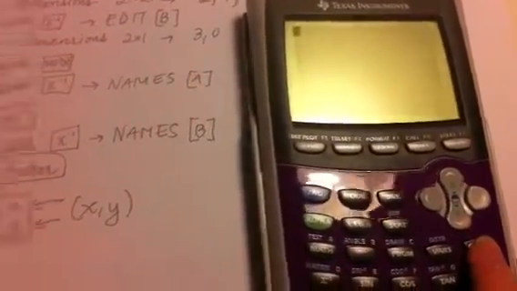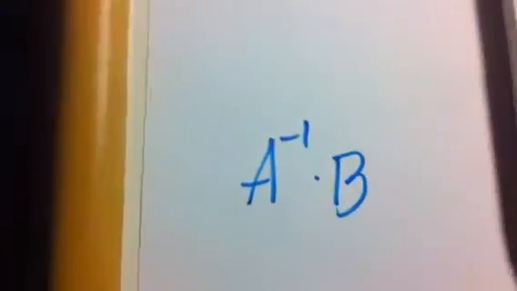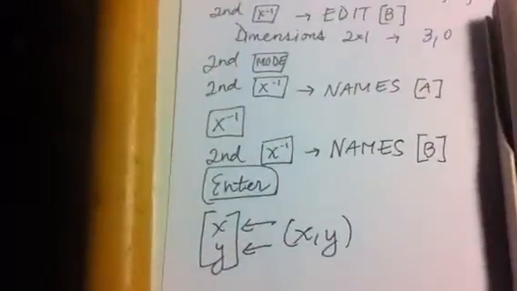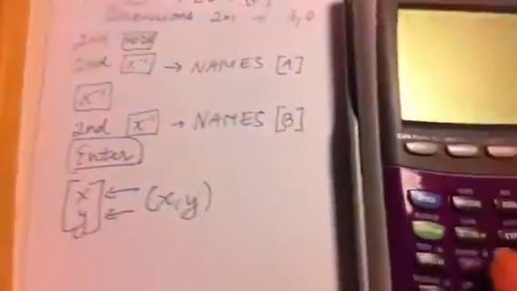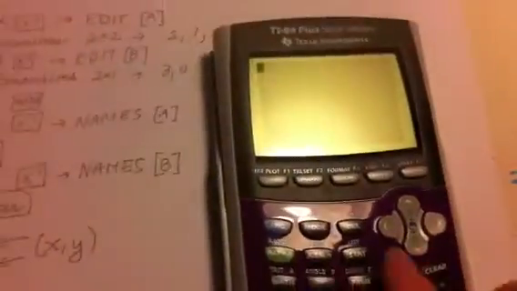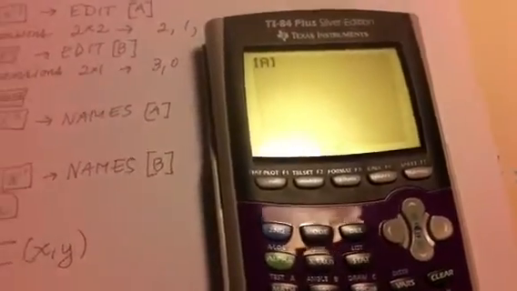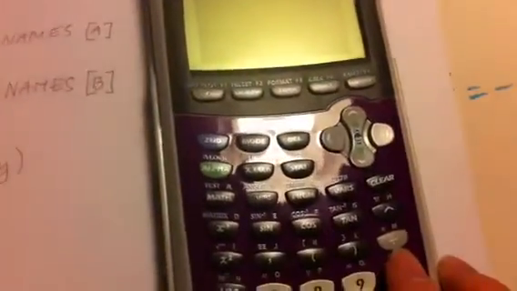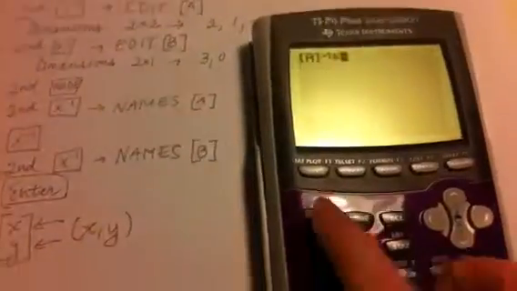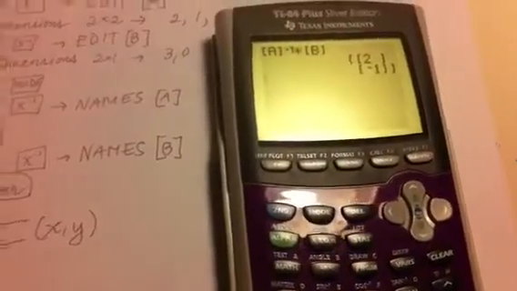Let me clear that. And then I want to type in A inverse times B. I'll write that over here. A inverse times B. So now I'm under names instead of edit. So I do second matrix. Under names, you push enter. You push the x negative 1 button, and that gives you that little negative 1. And then you do times. Then you go second matrix and go down to B. And then you get the x value and the y value.